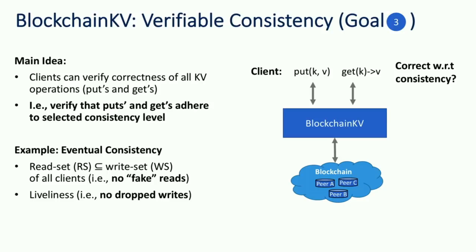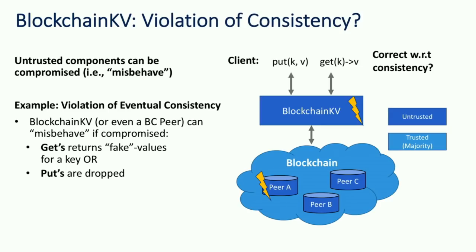And the second one is that in eventual consistency we also want to support liveness. So we want to assure that all the puts that are executed through the system are actually stored in the blockchain and not dropped again by one of the components. So the problem is that all these guarantees could be violated because in our setup we have multiple untrusted components.